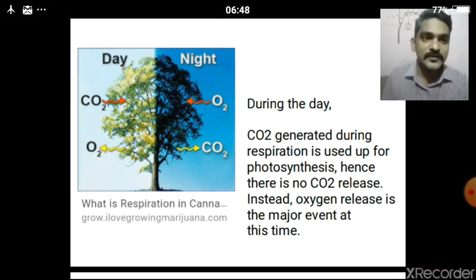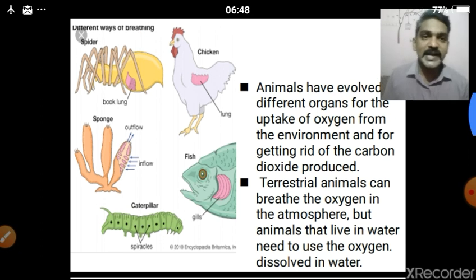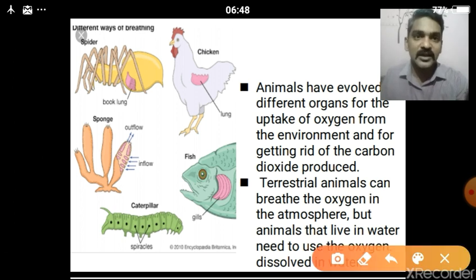If you go to the other animals, you can see here, so many animals have different organs. It will not be similar in all the cases. Based upon their level of organization, their condition of living, their environmental conditions, the respiratory system will vary. The organ involved in respiration will be different. You can see here in the case of spider, it is a book lung. It looks like a book, so it is called a book lung.